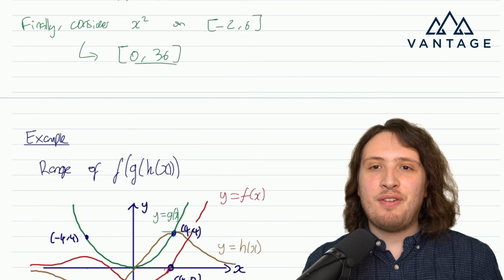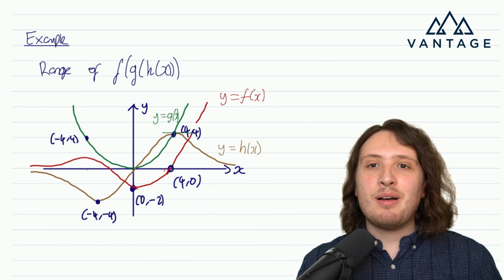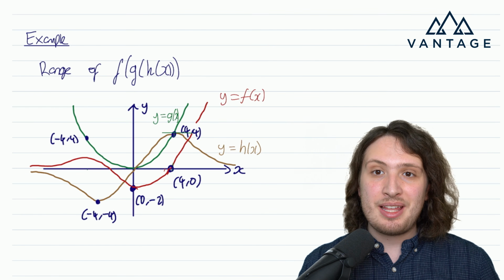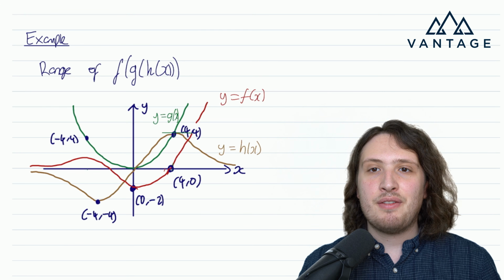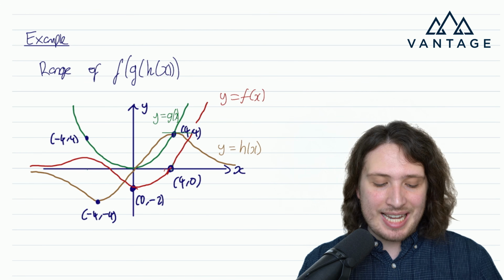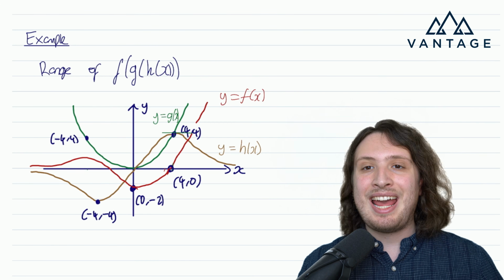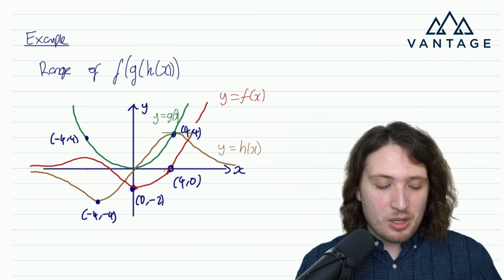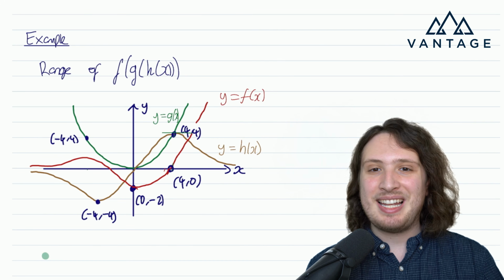So let's consider one final example. And this example is a bit different because rather than being given the formulae for the functions we're dealing with, we're actually just given their graphs. Now we can apply exactly the same logic. So we're given the graphs of an f, a g, and an h. We want to find the range of f of g of h. So we can just work through layer by layer.